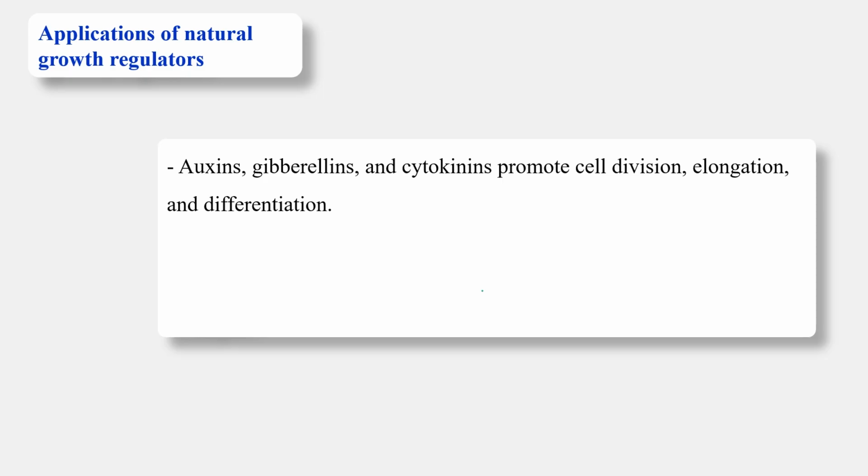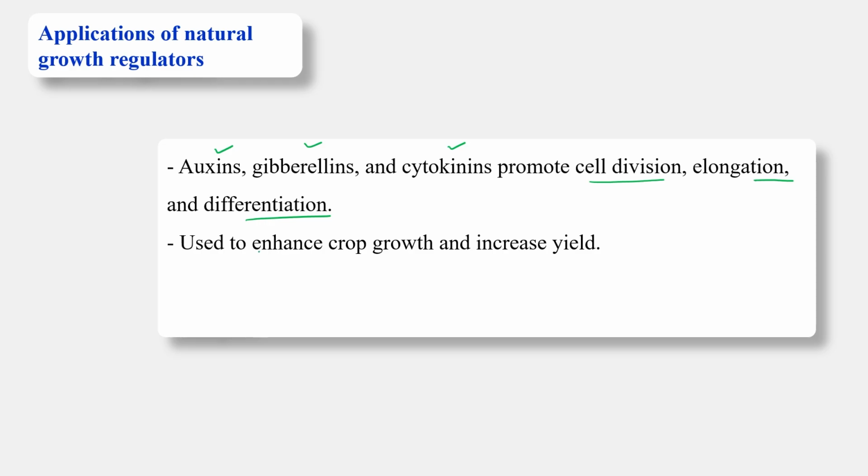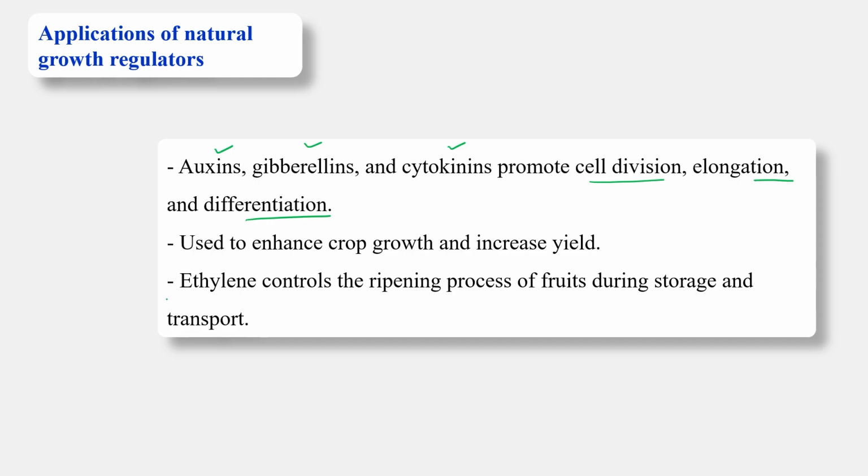Now, application of natural growth hormones. Auxin, gibberellic acid or gibberellin and cytokinin, these all three promote cell division, elongation and differentiation. So ultimately they promote cell growth or plant growth. Okay? So they are used to enhance crop growth and increase yield. While ethylene controls the ripening process of the fruit during storage and transportation.